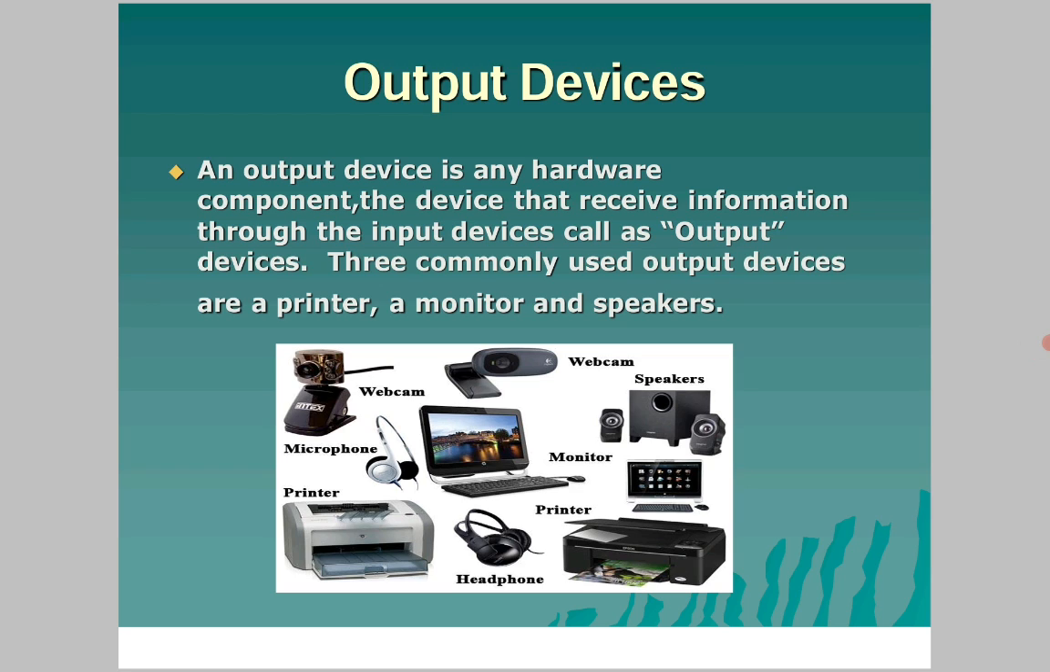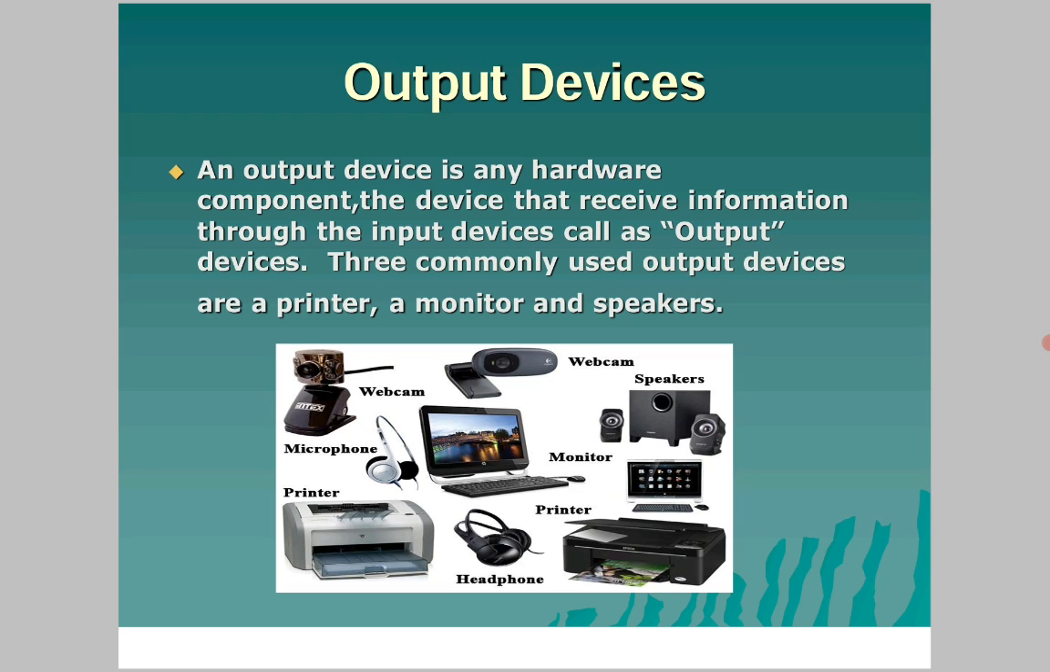What are output devices? Output devices are used to display or show the output of a result or output of a program on the screen or as a hard copy to the user. Generally the standard output devices are monitors and printers. So an output device is any hardware component that receives information through the input devices. Three commonly used output devices are a printer, monitor and speakers.